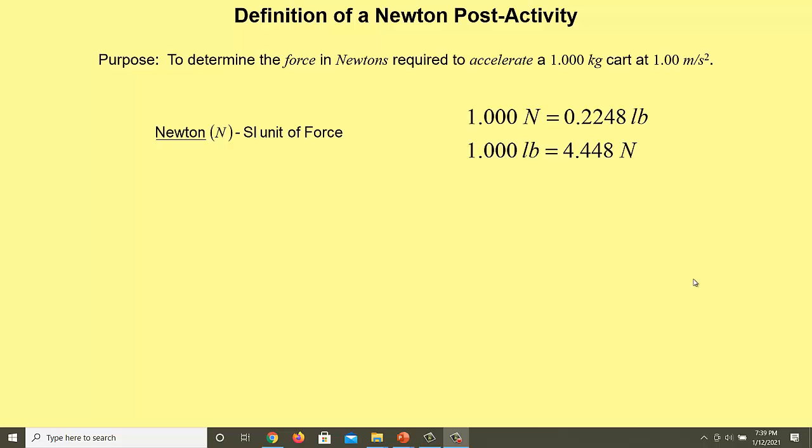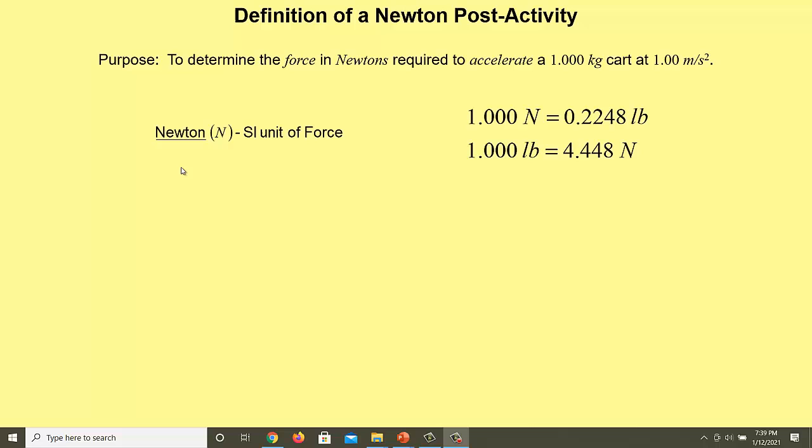In this activity, we were trying to figure out if we could find a good definition for a Newton. Why is a Newton the size it is? And so we decided to try to figure out how much force it took, in newtons, to make a 1 kilogram object accelerate at 1 meter per second squared.